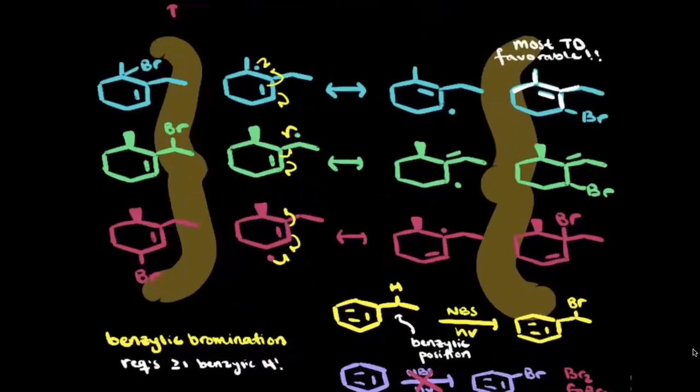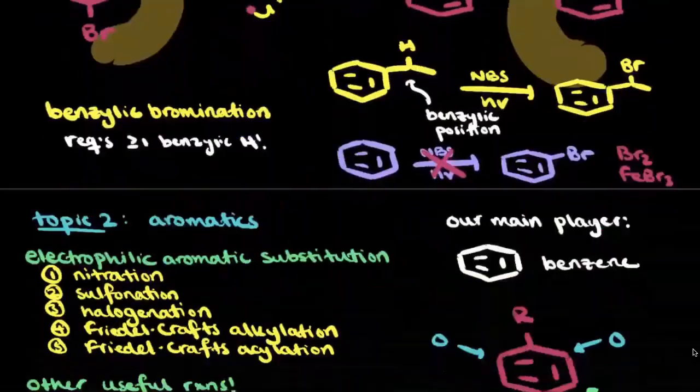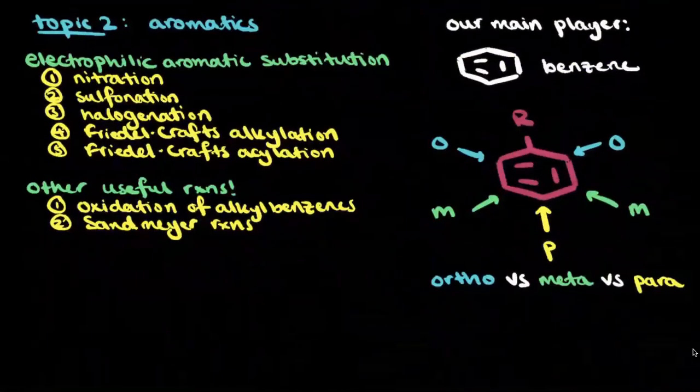Okay, next topic is going to be our aromatics. Notice here that there are a lot of different things going on with our aromatics. Particularly, the biggest thing that we're going to discuss is electrophilic aromatic substitution. We know 5 reactions right now that are part of that subset. That's going to be your nitration, sulfonation, halogenation, and then your 2 Friedel-Crafts reactions.